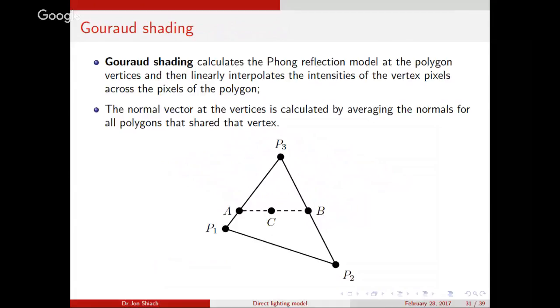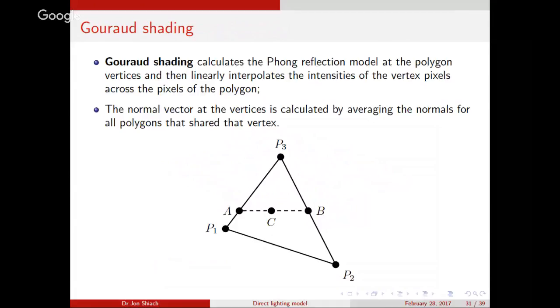So for example, remember the scan line method from filling. You have a horizontal scan line. What we do is we interpolate between the top point, P3 in this case, and P1. And so we've got an intensity of lighting at this point, we have an intensity of lighting at this point, and somewhere in between, let's say A, we interpolate between those two.